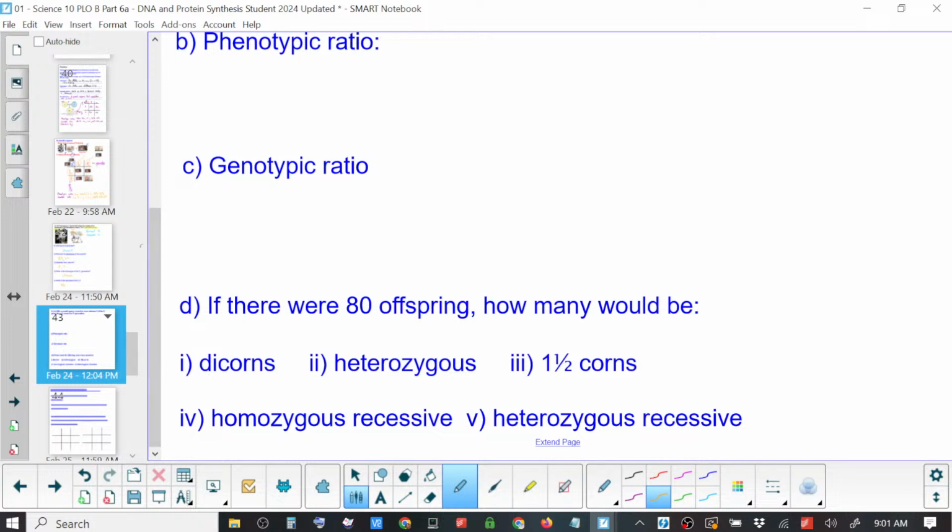Last one is if there are 80 offspring. That's a lot of babies. They go to town. They have so many babies. How many would be those different types? Oh, percentages. Well, no, not percentages. I said 80, so I want numbers. Give me the best answer. F2. Okay. Because the second generation.